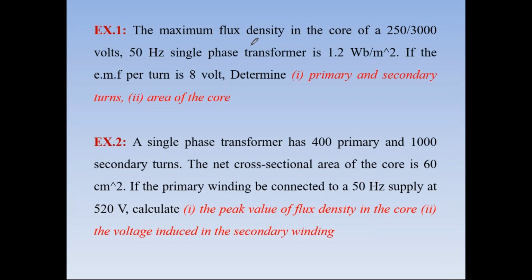See here, the maximum flux density in the core of a 250/3000 volts transformer. When the representation is in the form of a ratio like 1:2 or 2/3, the first value represents the primary voltage. So V1 is equal to 250 volts, and the 3000 represents the secondary voltage, V2 equals 3000 volts. You have to remember like this. If the value is mentioned like this, the numerator belongs to the primary voltage and the denominator represents the secondary voltage. Frequency is 50 Hz.